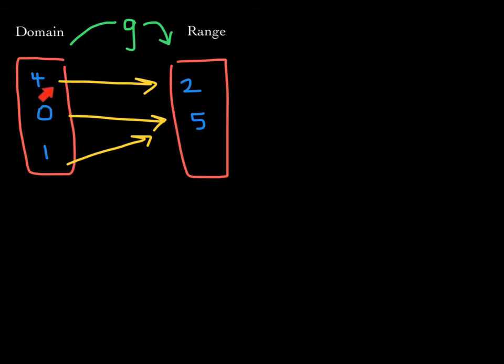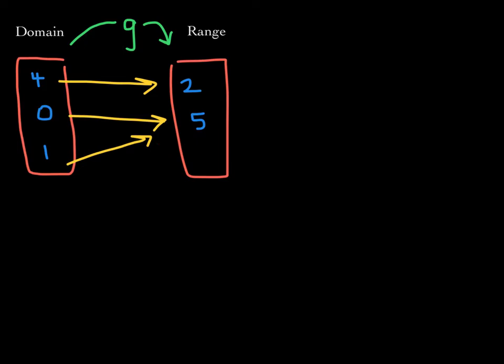4 corresponds to 2. 0 corresponds to 5. 1 corresponds to 5. So each one of these corresponds to exactly one y value. 0 goes to 5. 0 doesn't go anywhere else but 5. 1 goes to 5. 1 doesn't go anywhere else but 5, right? So this is indeed a function.